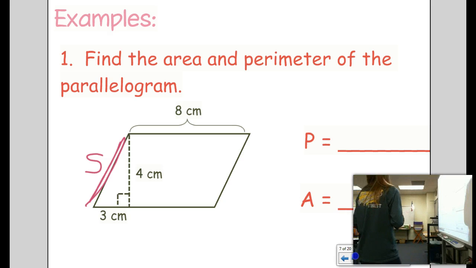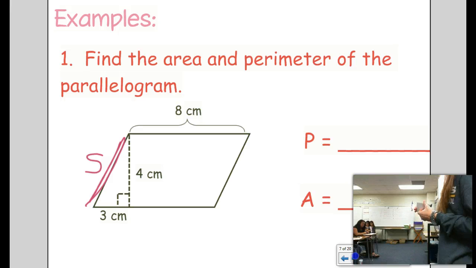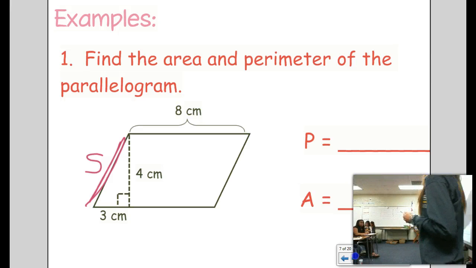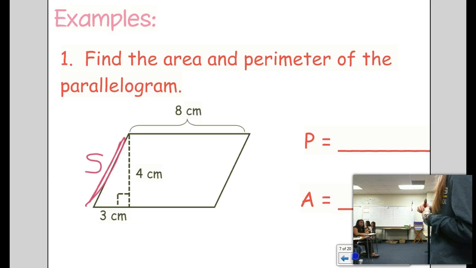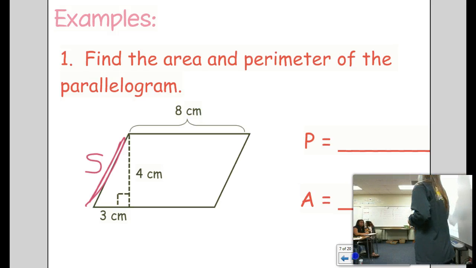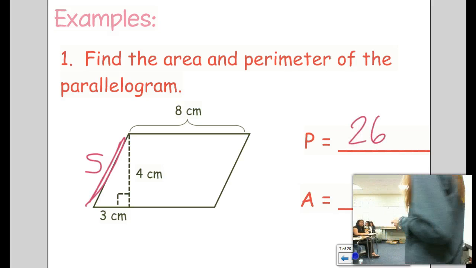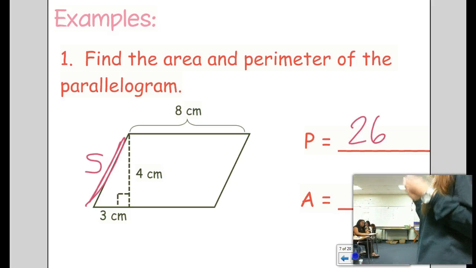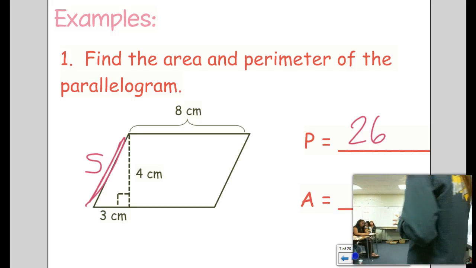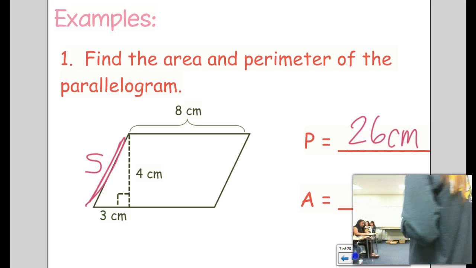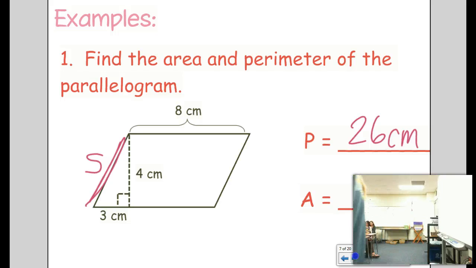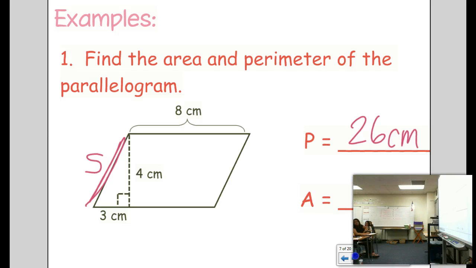Kenneth, what's the perimeter? Find the perimeter of the shape, please. So quick, you can do it in your head. 5 plus 5 plus 8 plus 8. 26 what, guys? You got -1 yesterday every time you didn't do this. Centimeters.